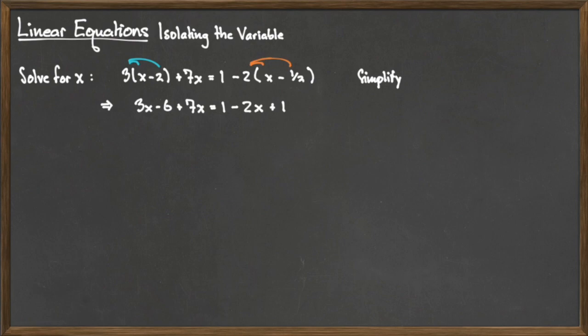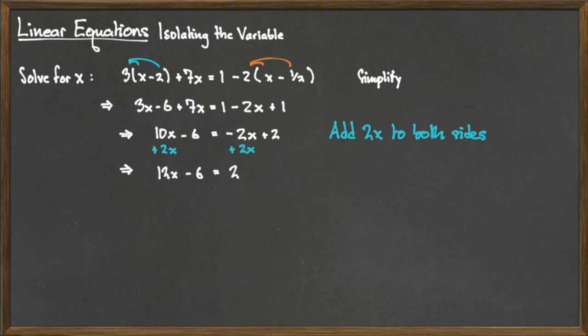And once I perform that action, I'll end up with 3x minus 6 plus 7x equals 1 minus 2x plus 1. Let me combine like terms on the left and right hand side, which will get me 10x minus 6 equals -2x plus 2. Now here's where I can start trying to isolate the variable x. Let me get all my variables of x on one side of the equation. So I'm going to start by adding a 2x to both sides so that it cancels on the right hand side. This will result in the equation 12x minus 6 equals 2.